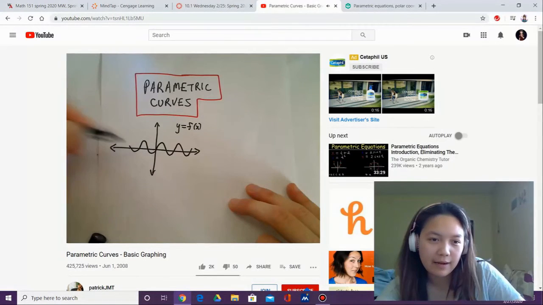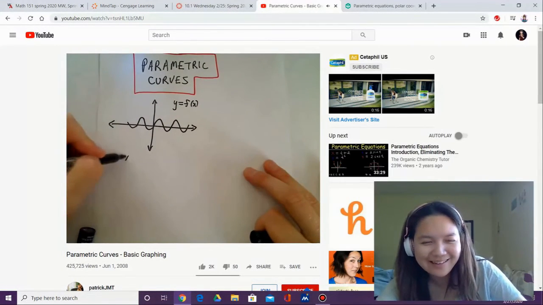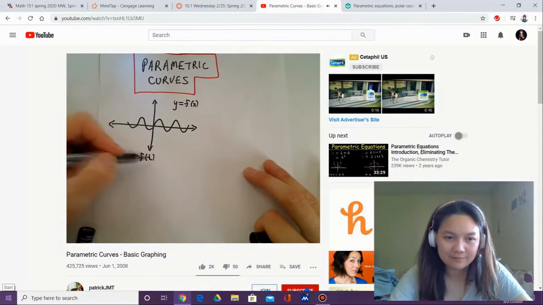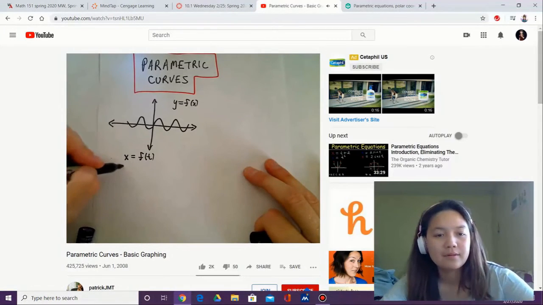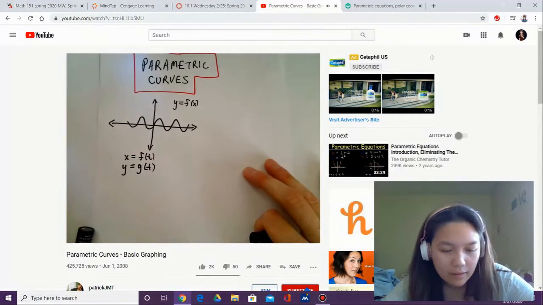that's a graph of a function. But the idea here is what we're going to do is make our x-coordinate a function of a new variable. They usually denote it as t. And then the y-coordinate will also be a function of t.